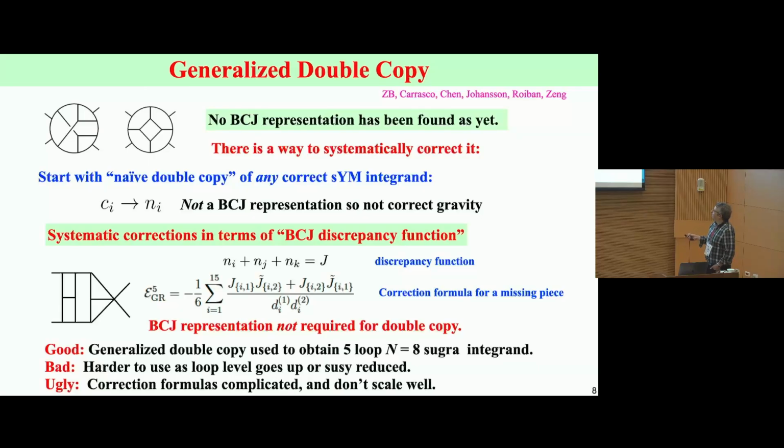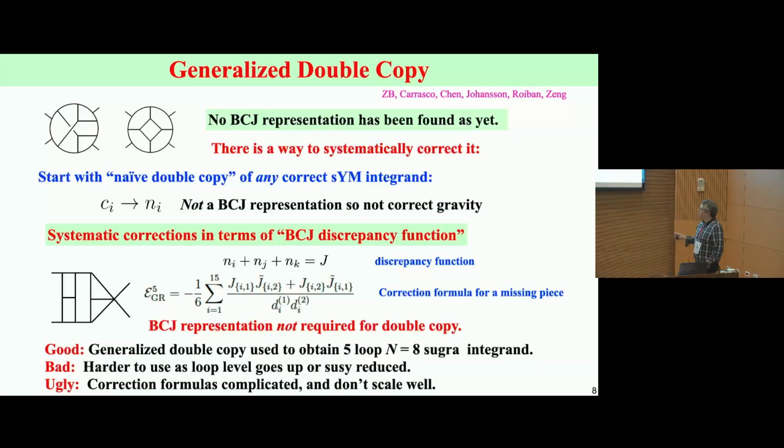So what you do is you start with some Yang-Mills, super Yang-Mills, or some gauge theory integrand, and you just naively double copy it. That is the wrong answer for supergravity because those numerators don't satisfy the correct relations. You don't get something sensible. So it's wrong. But it turns out it's only somewhat wrong. So you start patching it.